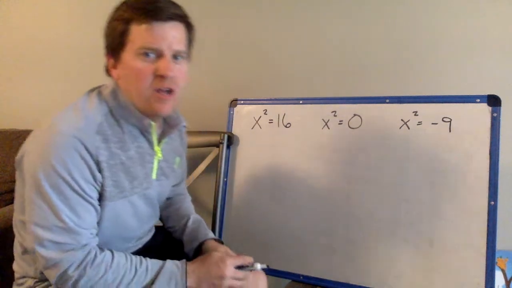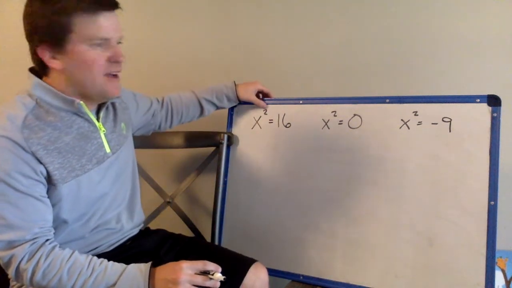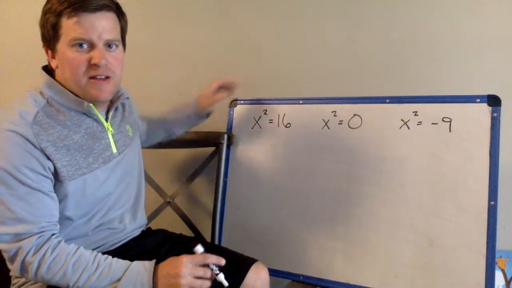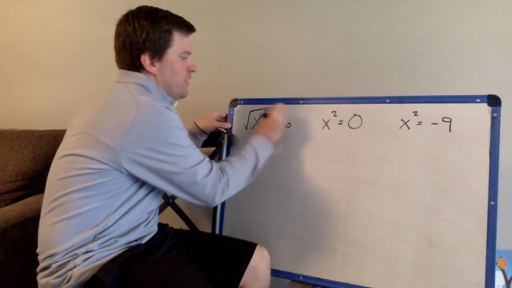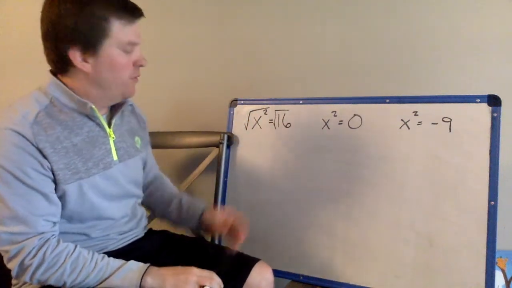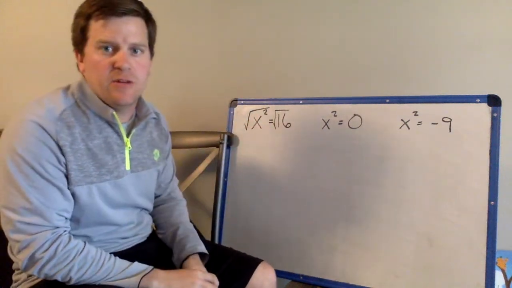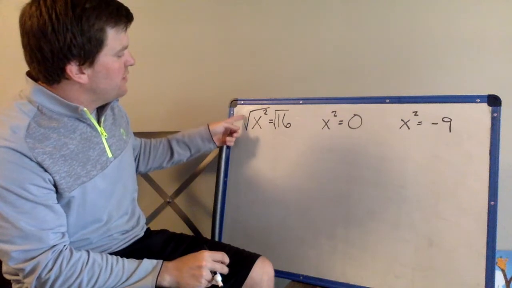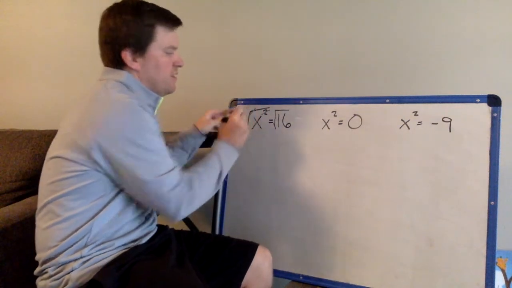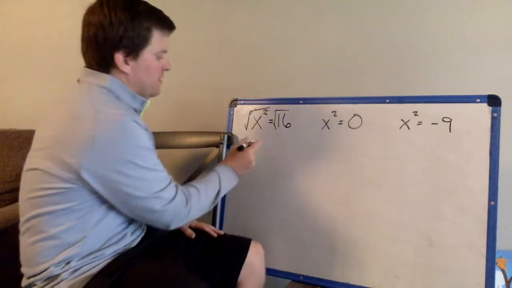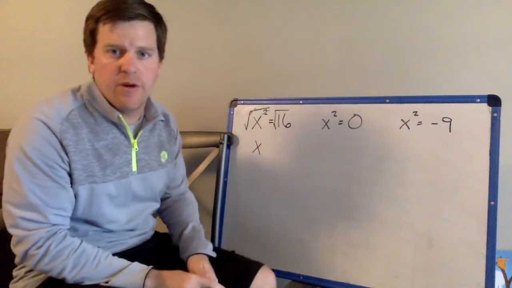So how are we going to undo an exponent, how do we cancel out this squared to get x by itself? We're going to take the square root of both sides. What we do to one side we have to do to the other to keep it equal. If we square root the left side, the square root and the squared cancel each other out, so all that's left is an x, which is what we want.